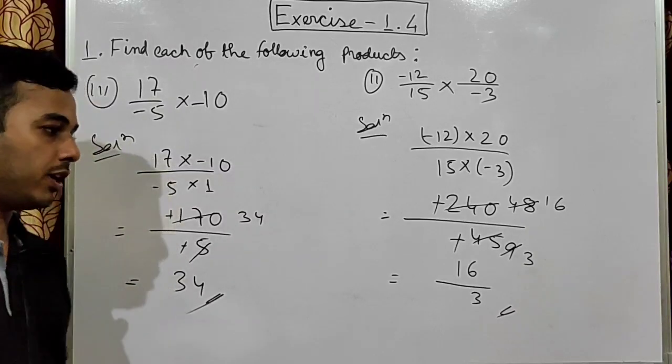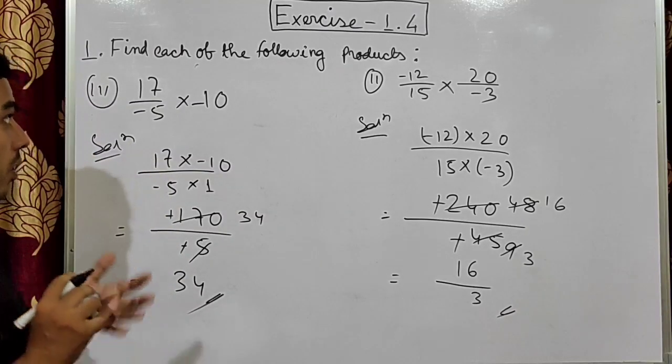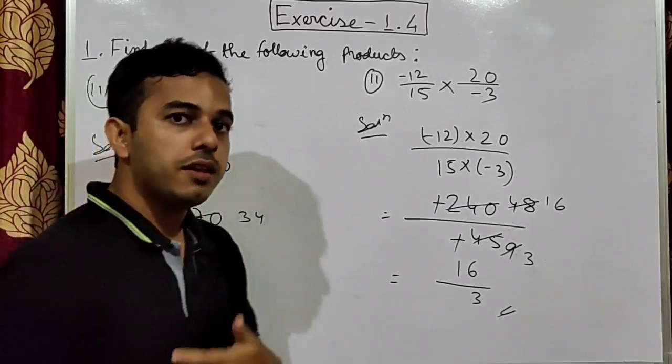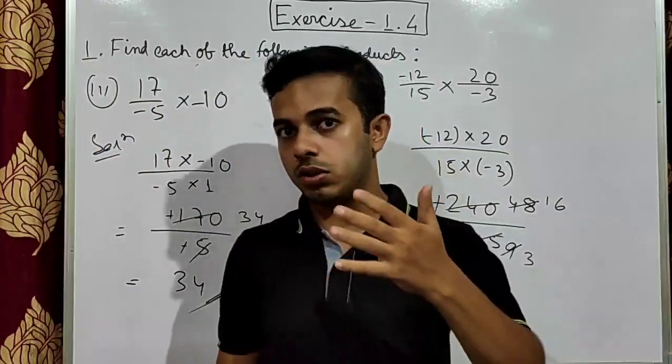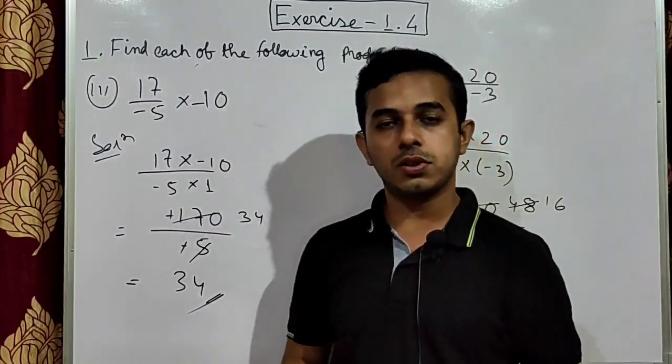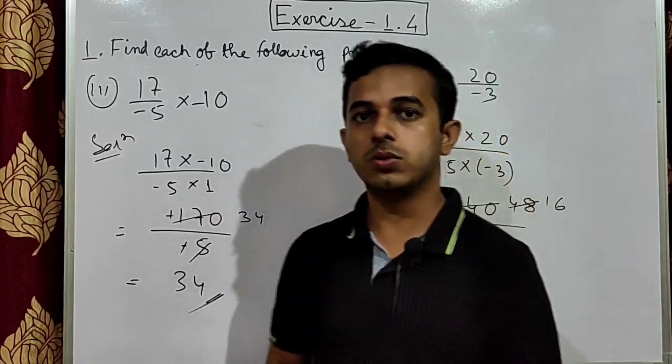I hope you have understood how to multiply. If we have a fraction and the other is an integer, then also we can multiply. In that case, we will consider its denominator as 1. Okay, so now let's proceed to our next question, that is question number 2.